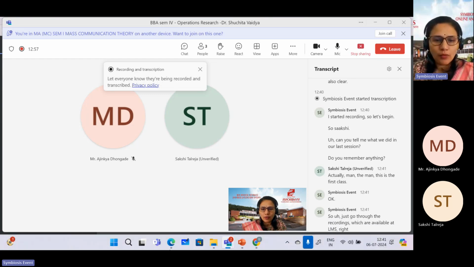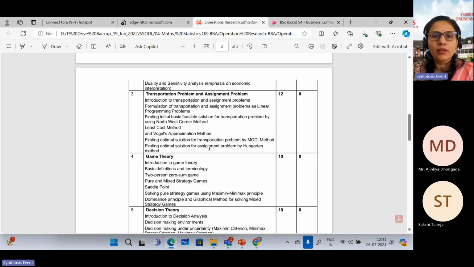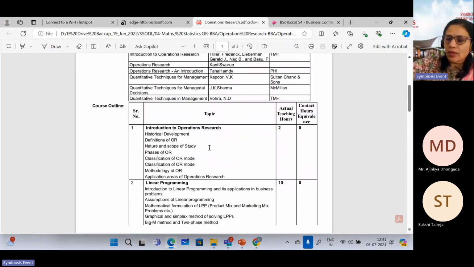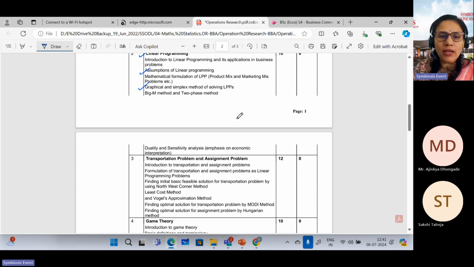So if I share what we have done, this is our syllabus, right? In the very first few hours, we discussed the linear programming problem: how to formulate it, what the assumptions are, what the graphical method is, and the Big M method. I already discussed these in my last class, as well as duality, right? Today we are going to discuss the transportation problem and the assignment problem if time allows.